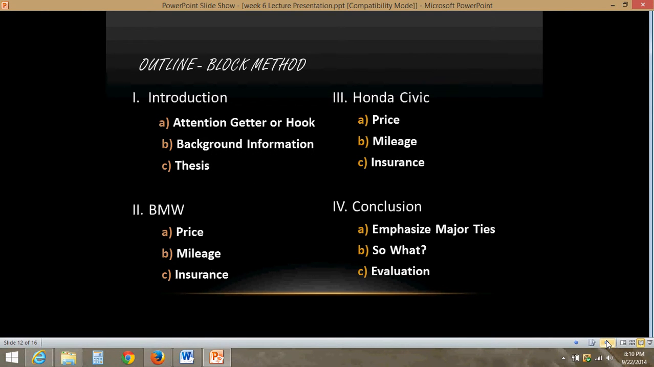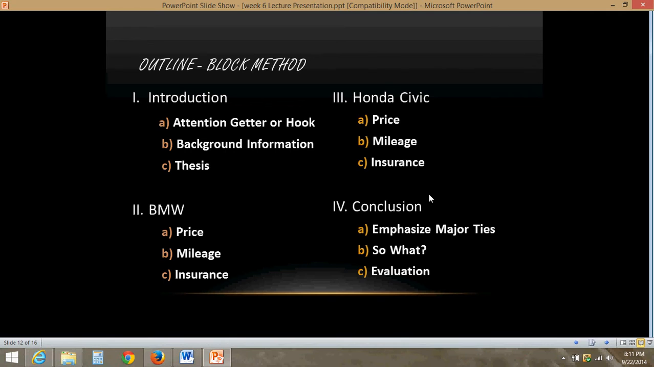So here we see the block method in an outline format. So of course we have the introduction paragraph. Each of these Roman numerals is a paragraph or a section of the paper. So the first one's going to be introduction. You get your attention grabber, share background information, and share your thesis statement. All introductions should have those elements. And then we have the block of each topic. So we're just going to talk about BMW: price, mileage, insurance. And then the block of the other element. So that's Honda Civic: price, mileage, insurance.